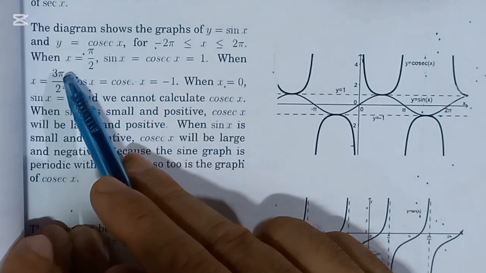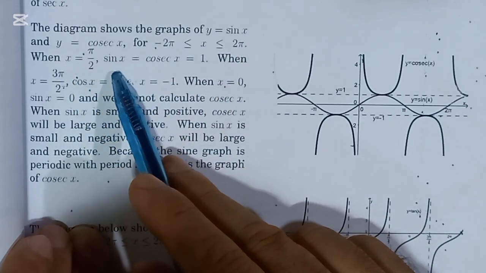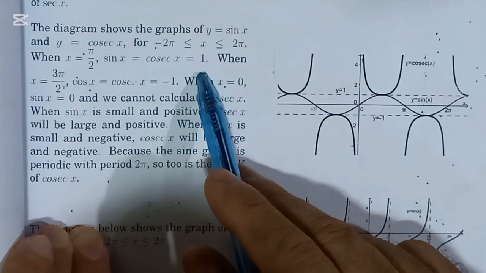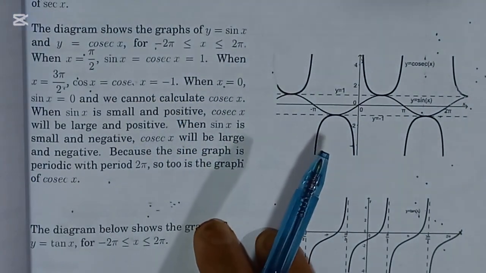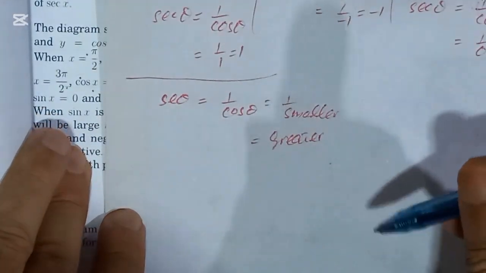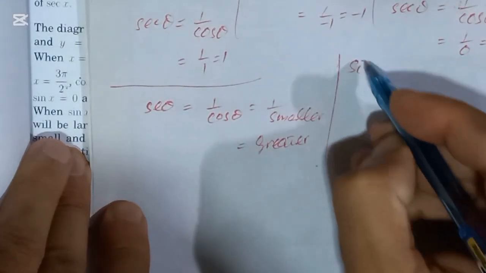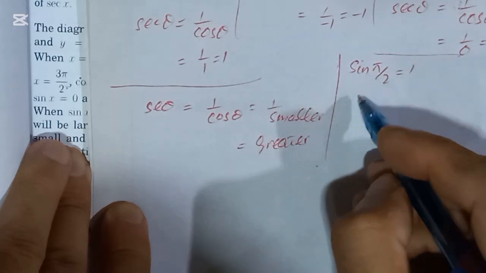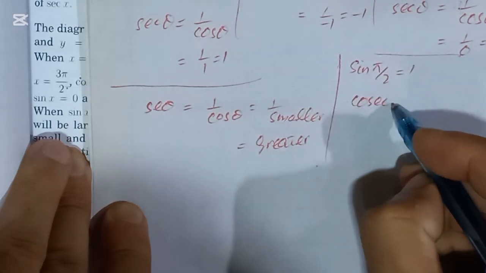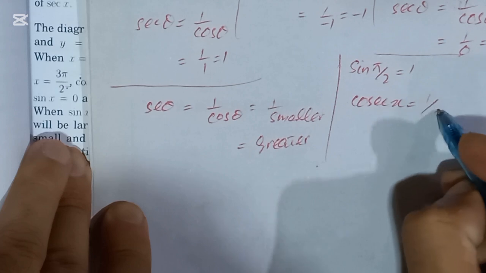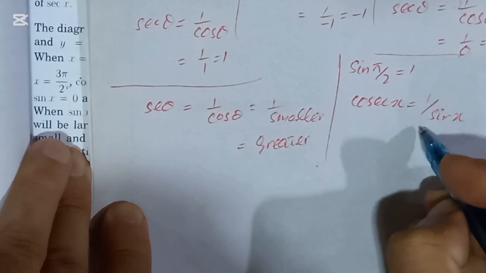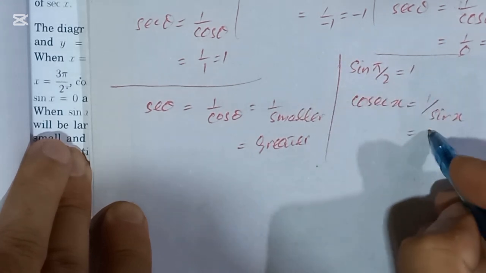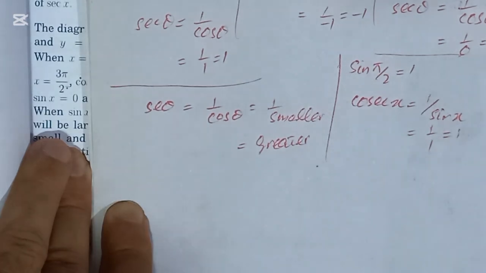When x is equal to pi by 2, sine x and cosecant x will be 1. Because sine pi by 2 is 1, and we know cosecant x is equal to 1 over sine x. So putting the value of sine over here, 1 over 1 will be equal to 1.